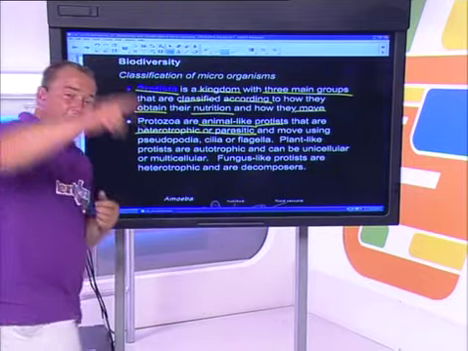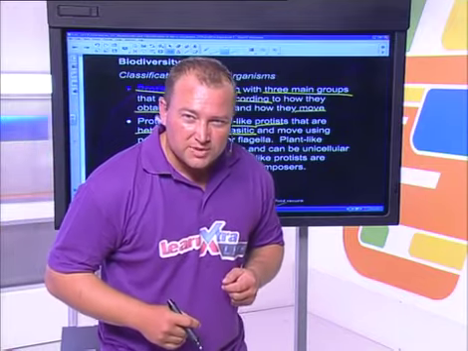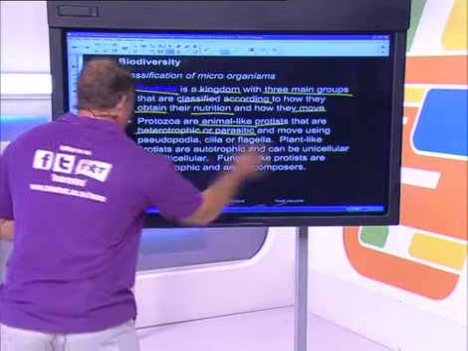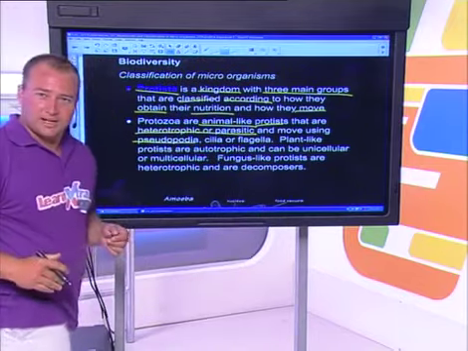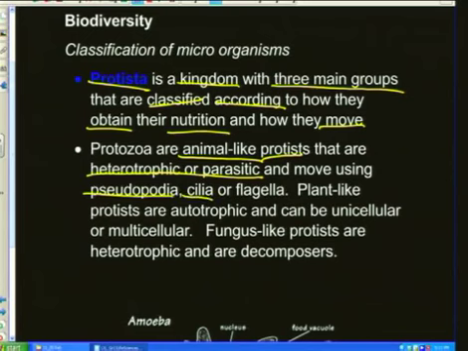Now I've mentioned the movements. Can you remember the movements that I was telling you about? Here's the first one: pseudopodia. They use cilia and they use flagella. That is the main part. That's how they move, and it's very important to know how they move.